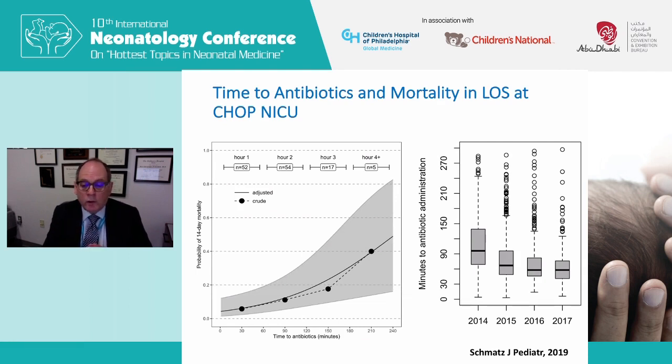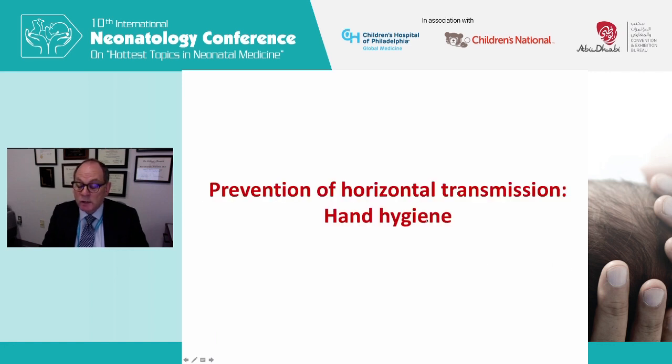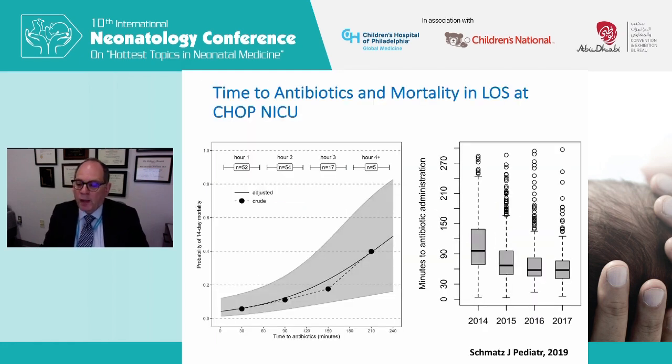Now, one thing that can be a quality improvement project in your NICU is this: one of our fellows, Melissa Schmatz, did a study in our CHOP NICU looking at the association of time to antibiotics, once a decision was made to treat, with the probability of mortality. You can see that the quicker the antibiotics were instituted in the setting of a concern about late onset sepsis, the lower the mortality. So we've had a quality improvement project in our NICU over the last several years to try to reduce the minutes to antibiotic administration when the decision is made to treat. You can see that we've been successful in decreasing the time to antibiotics, with our goal being that 80 to 90% of antibiotics are administered within 60 minutes of the decision to treat and evaluate for late onset sepsis.